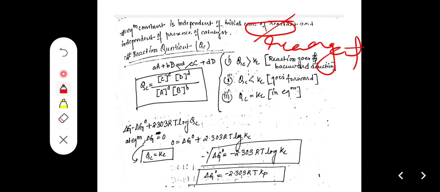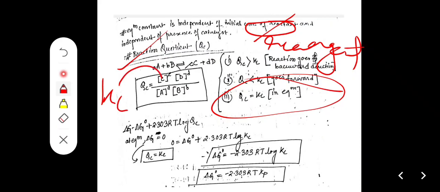Now we consider the reaction quotient. How we derive the reaction quotient is nothing but Kc. The numerical value of Kc is equal to Qc when in equilibrium. But always remember these terms as Qc when there is equilibrium. That is the concentration of C to the power small c, D to the power small d, by the concentration of A to the power small a, B to the power small b.